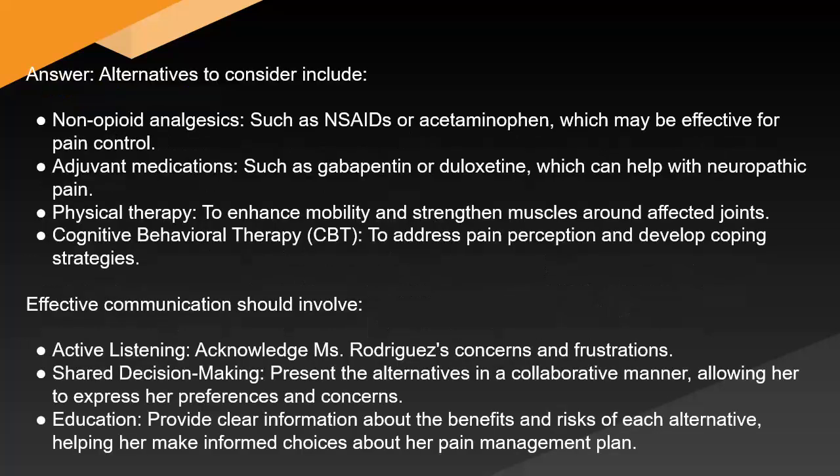Answer: alternatives to consider include non-opioid analgesics, such as NSAIDs or acetaminophen, which may be effective for pain control. Adjuvant medications, such as gabapentin or duloxetine, which can help with neuropathic pain. Physical therapy to enhance mobility and strengthen muscles around affected joints. Cognitive behavioral therapy (CBT) to address pain perception and develop coping strategies.